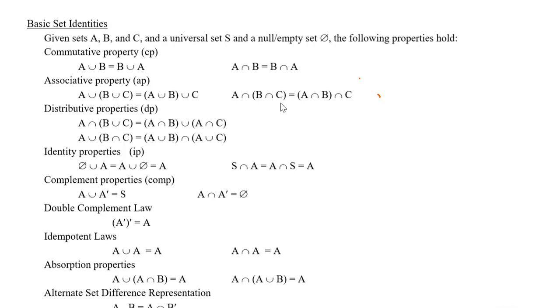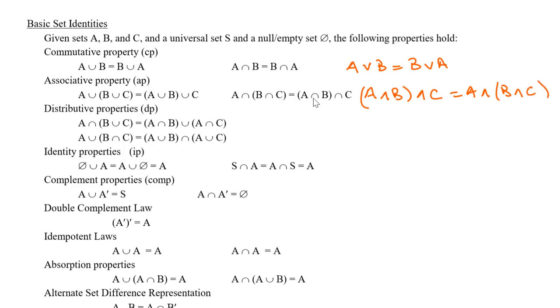This is the same for addition, for example. 1 plus 2 plus 3 is the same as 1 plus 2 plus 3. And as we've seen before, set identities are very similar to the logic that we've seen in chapter 1. For example, A or B is the same as B or A, and the same when we have A and B and C.